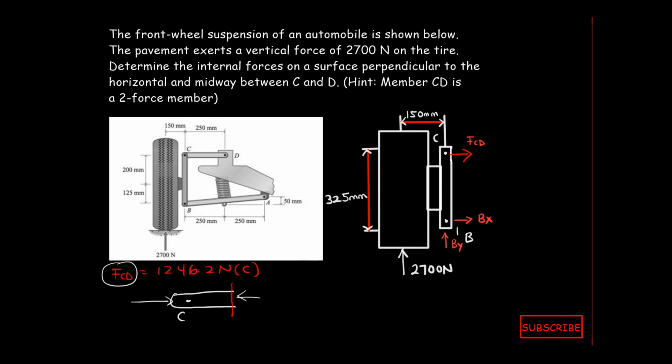Therefore, the internal forces on the surface perpendicular to the member CD will have the same value of 1246.2 newtons. Let's name this N sub C. Then N sub C is equal to 1246.2 newtons, and because of the direction, it will be negative.